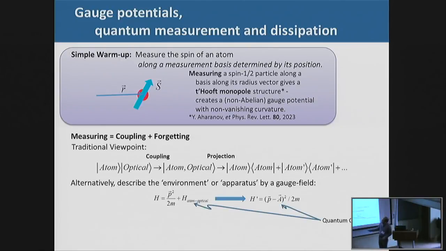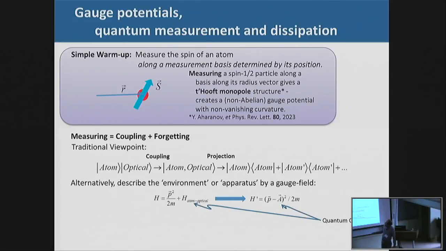Now, this is kind of interesting because measuring, in a certain sense, is coupling and then forgetting. You can imagine that we have an atom and an optical system. We're going to use the optical system to measure the spin of the atom along a position-dependent basis. After we couple the atom and the optical system together, in general, they're in an entangled state, and we can imagine that the measurement process is a form of projection, which eventually puts our system into some kind of density matrix form. So we're taking an original quantum state and projecting it into a thermal state of some kind. Also, if we started with a thermal state, we could imagine doing this process and maybe get it to dissipate or cool as well.